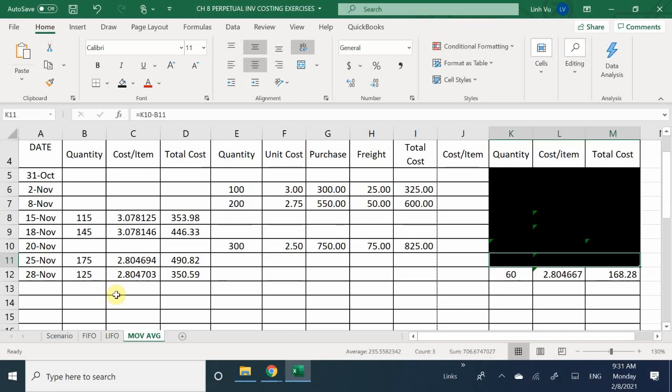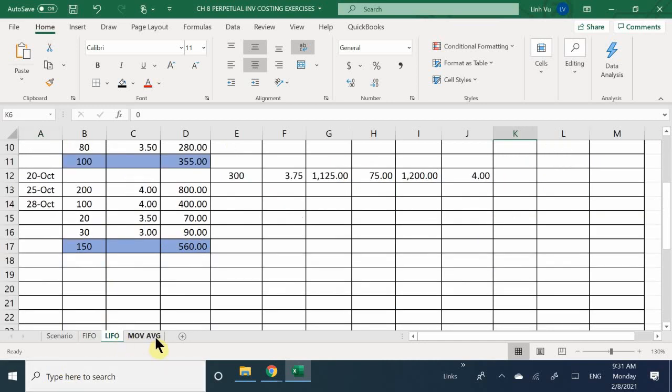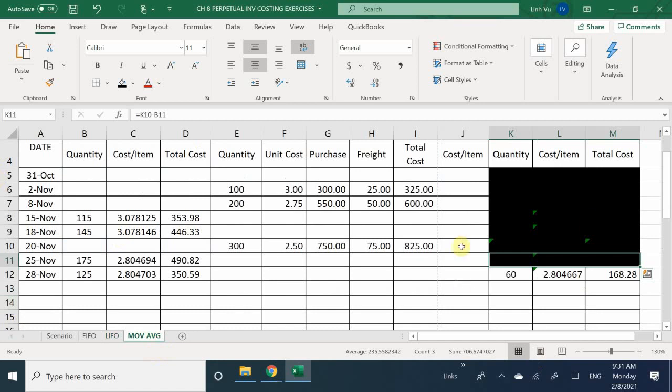Okay, so that is how you do all three exercises, right? We learn FIFO, we learn LIFO, and we learn moving average. And this one is the simpler form. No colors necessary, because if you're just lining them up in here, it should be pretty straightforward. You're lining them up exactly how you purchased it. So other than that, does anybody have any questions in regards to this chapter 8 exercise?